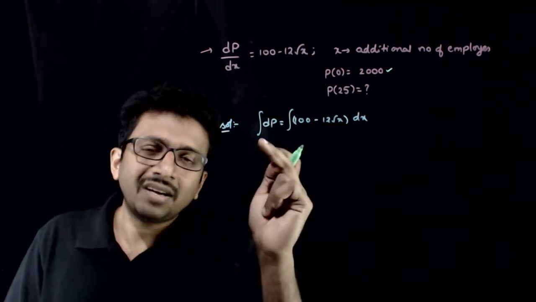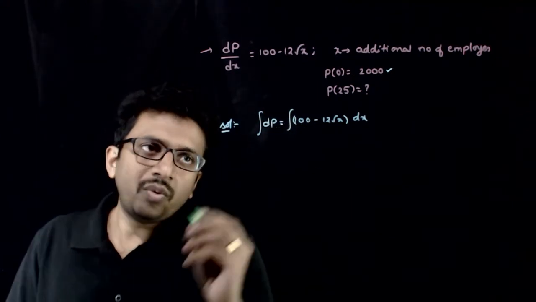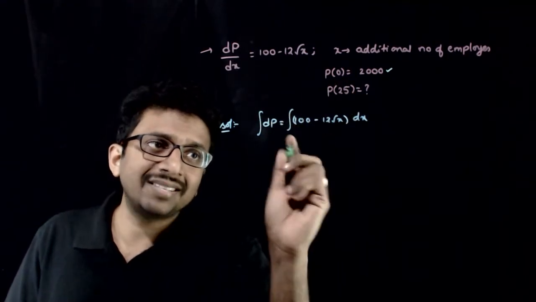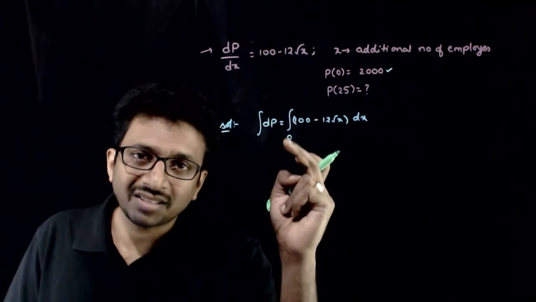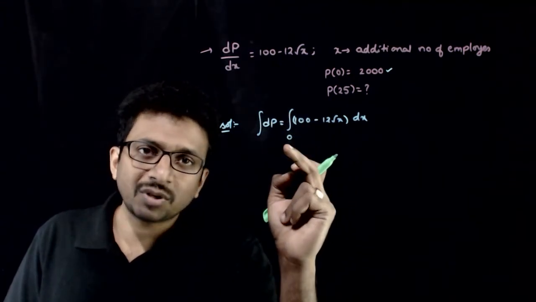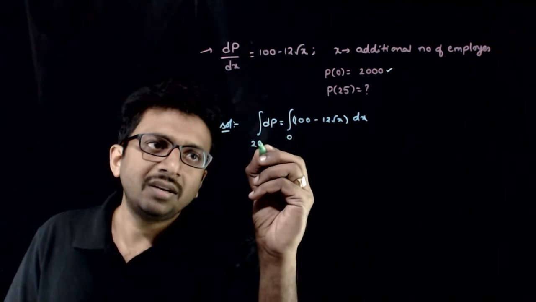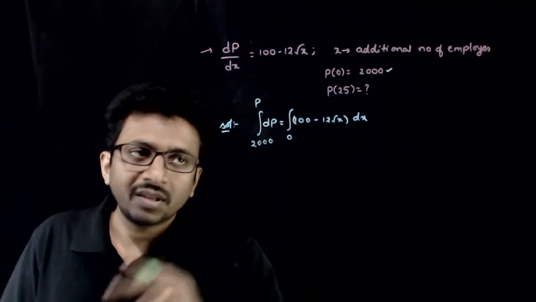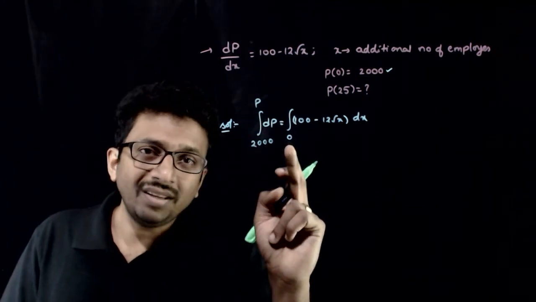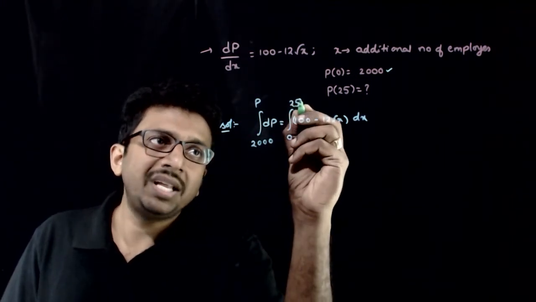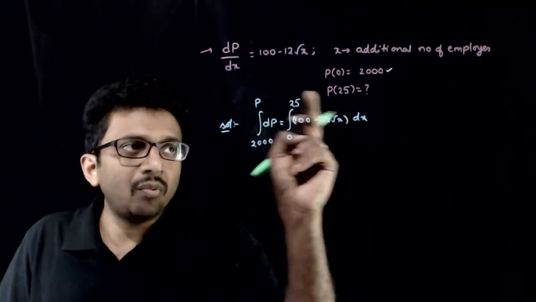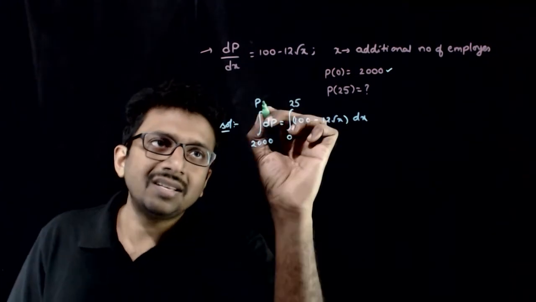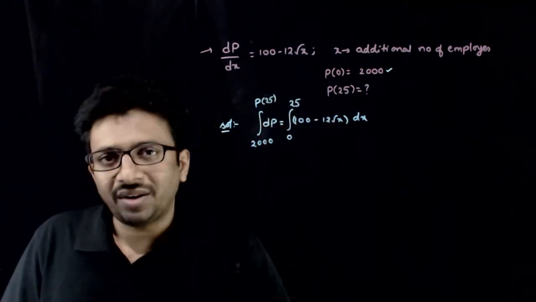You can integrate it using definite integration, where the production P initially, when x is equal to 0, that is, the additional number of workers is 0, is 2000, and the production is going to P when the additional number of workers is 25. So if I solve this definite integral, I'll directly get the answer. This is the production at 25.